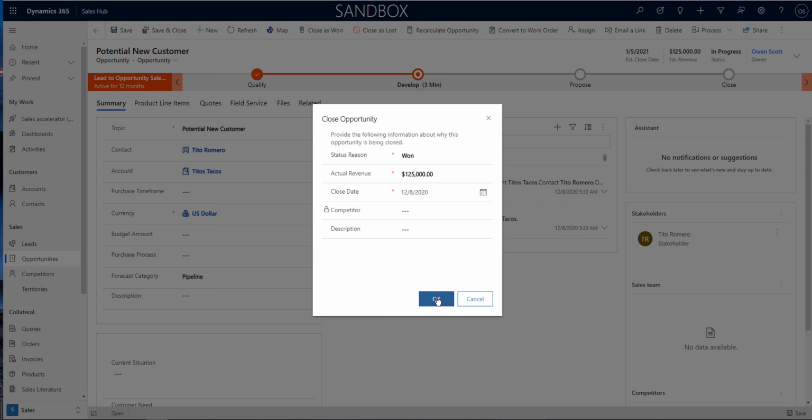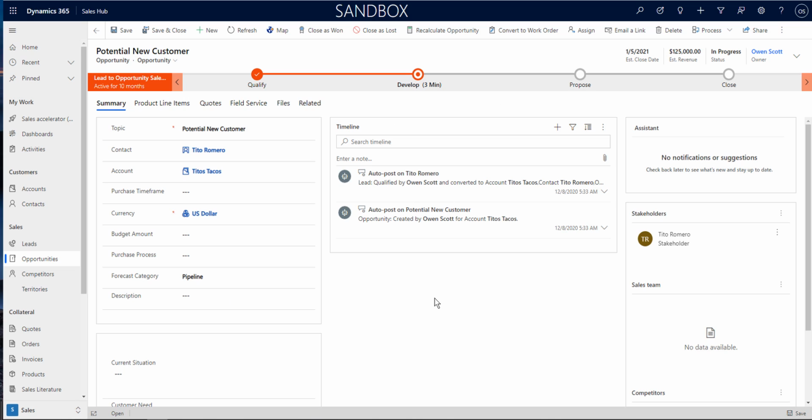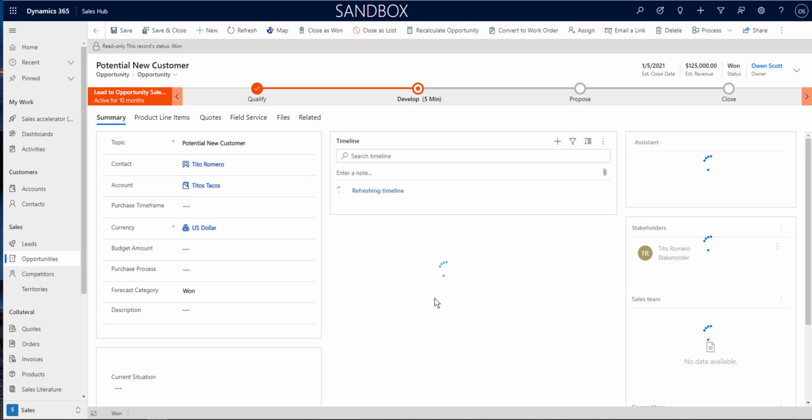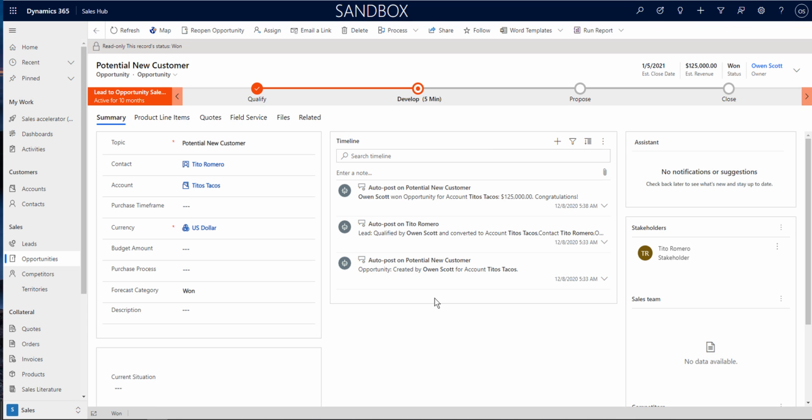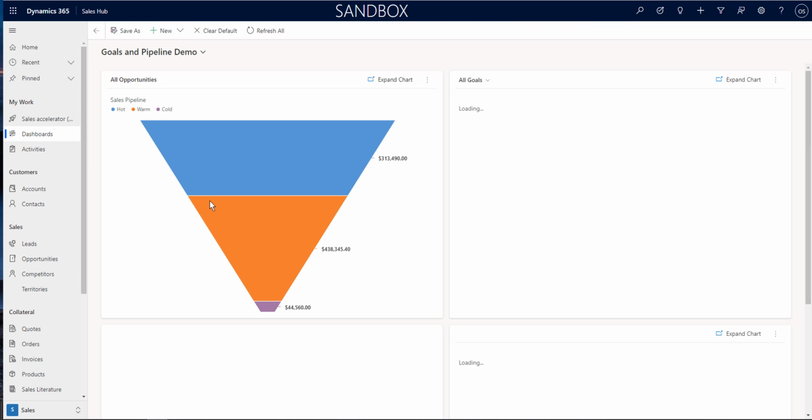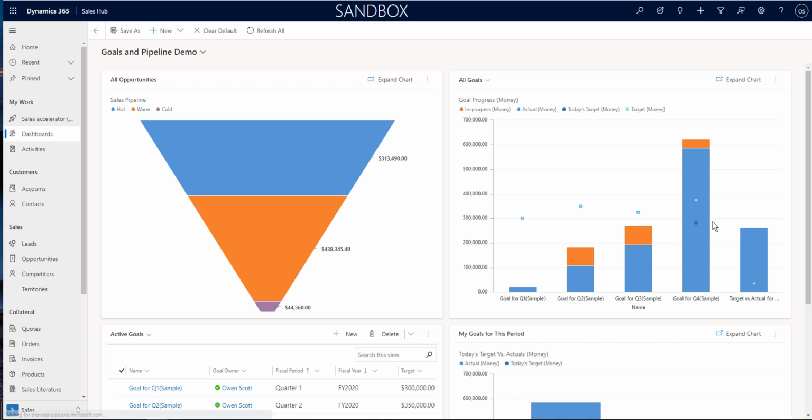Now, if you do something like that, what happens is that it will, of course, inform some of those dashboards with respect to the goals and things like that that we previously looked at. So if I go back to my dashboard now, you'll see that my actual money has changed based on the closing in Q4 of that particular opportunity.